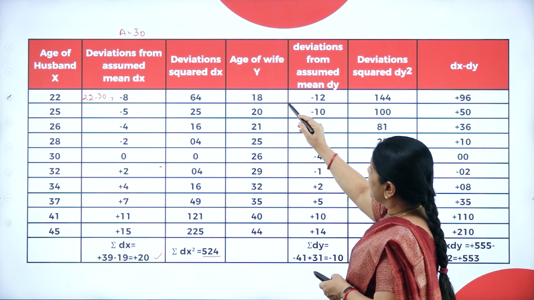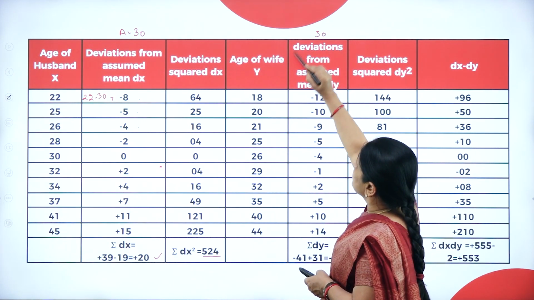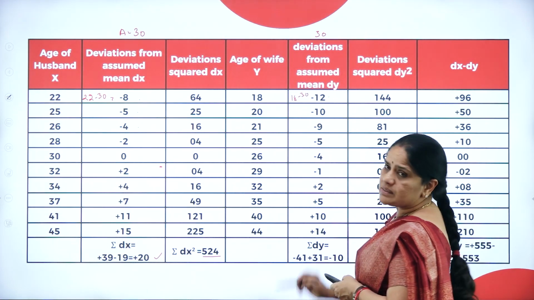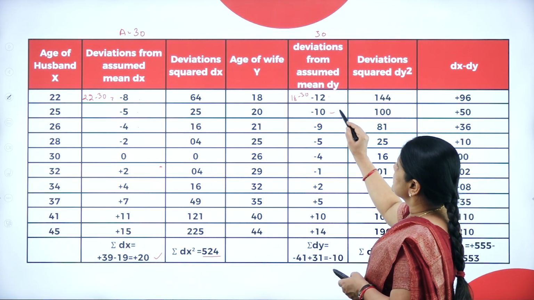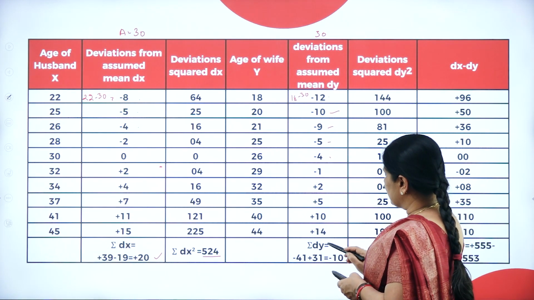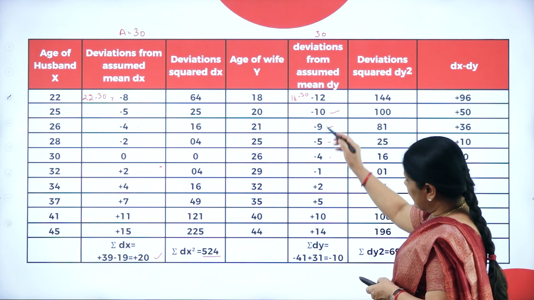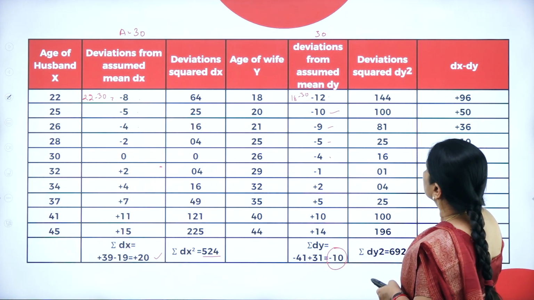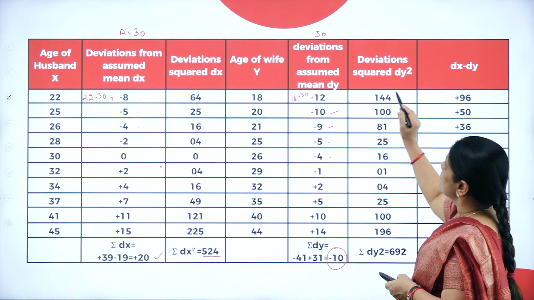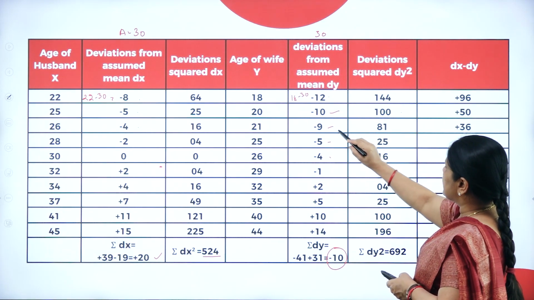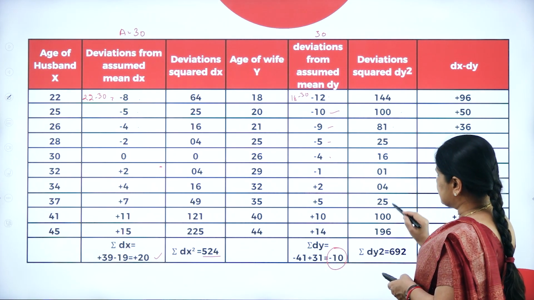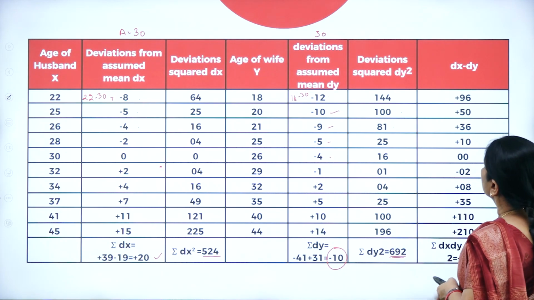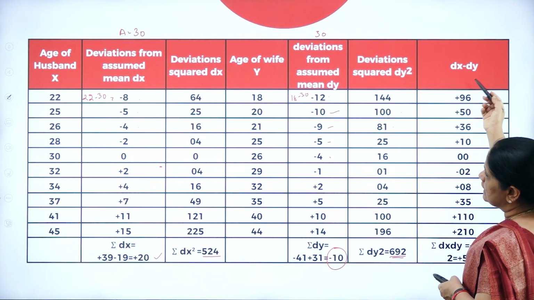Now the age of the wife is given here. I am taking the assumed mean as 30. So 18 minus 30 is minus 12, 20 minus 30 is minus 10. In this way, I am getting all the values. When I add all these, I get minus 10. Now the squares: 12 square is 144, 10 square is 100, 81, 25, 16. So I get the answer as 692.